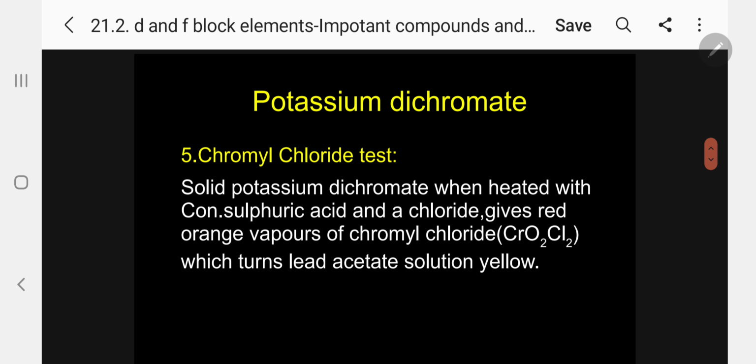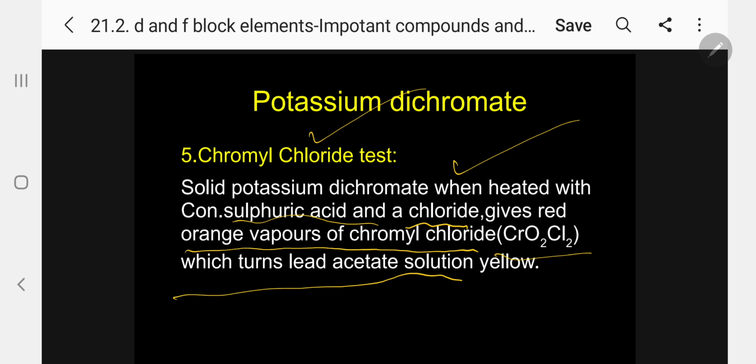Here, the most important thing is the chromyl chloride test. Kindly follow. This is the test for chlorine we are using in the laboratory. When you heat solid potassium dichromate with concentrated sulfuric acid and a chloride, any chloride, if it is present, it gives red-orange vapors of chromyl chloride, formula CrO2Cl2, which turns lead acetate solution yellow, indicating the presence of chlorine. So it is a test for chlorine, the chromyl chloride test.